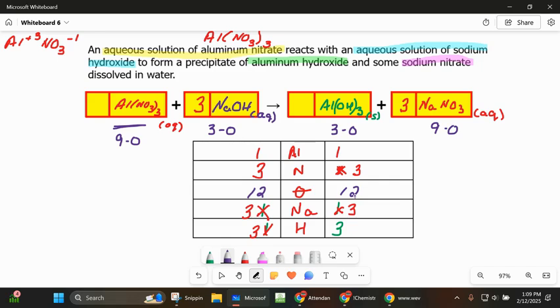Now, I will tell you this. If you do not get these charges correct, you may end up with an equation that you cannot balance. If you do not have this as a plus 3 and this as a minus 1 and have that 3 there, and have this as a plus 3 and a minus 1 and have this 3 here, you will never get it to balance. If you were to make this a 2, you will never get this to balance.